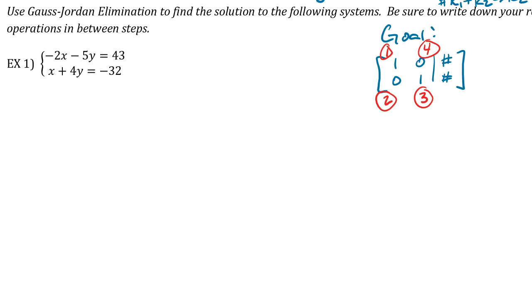Alright, so let's go ahead and try this out. So first thing we need to do is put this in an augmented matrix. So remember, to do that, we just take all of the coefficients. So -2, -5, align where the equals was, 43. Then it's going to be 1, 4, -32.